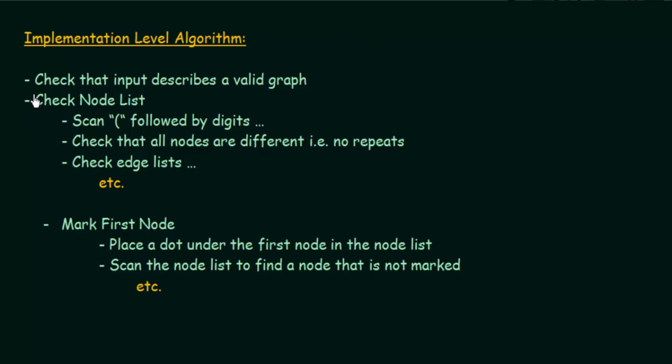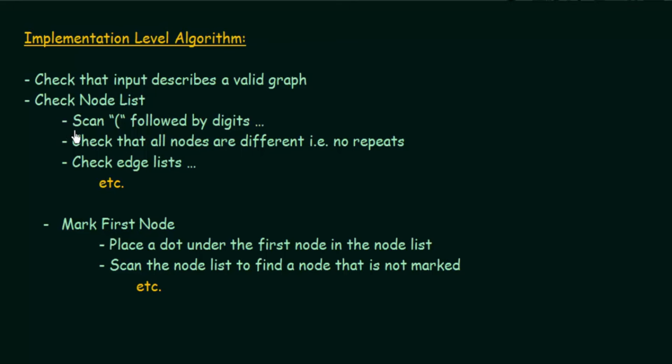So first of all, we check that the input describes a valid graph. The first thing that we need to do is check if the input that is provided describes a valid graph. If it does not describe a valid graph, then we can end it there itself because we don't need to proceed. Then the next step is we check the node list. We have to check the list of nodes that we have.